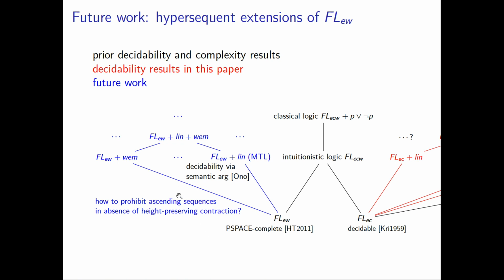And the proof search argument that we used here does not work, because we managed to prohibit ascending sequences of hypersequents using admissibility of the contraction rules. But of course, in FLEW, we don't have internal contraction. So this seems a rather challenging problem.